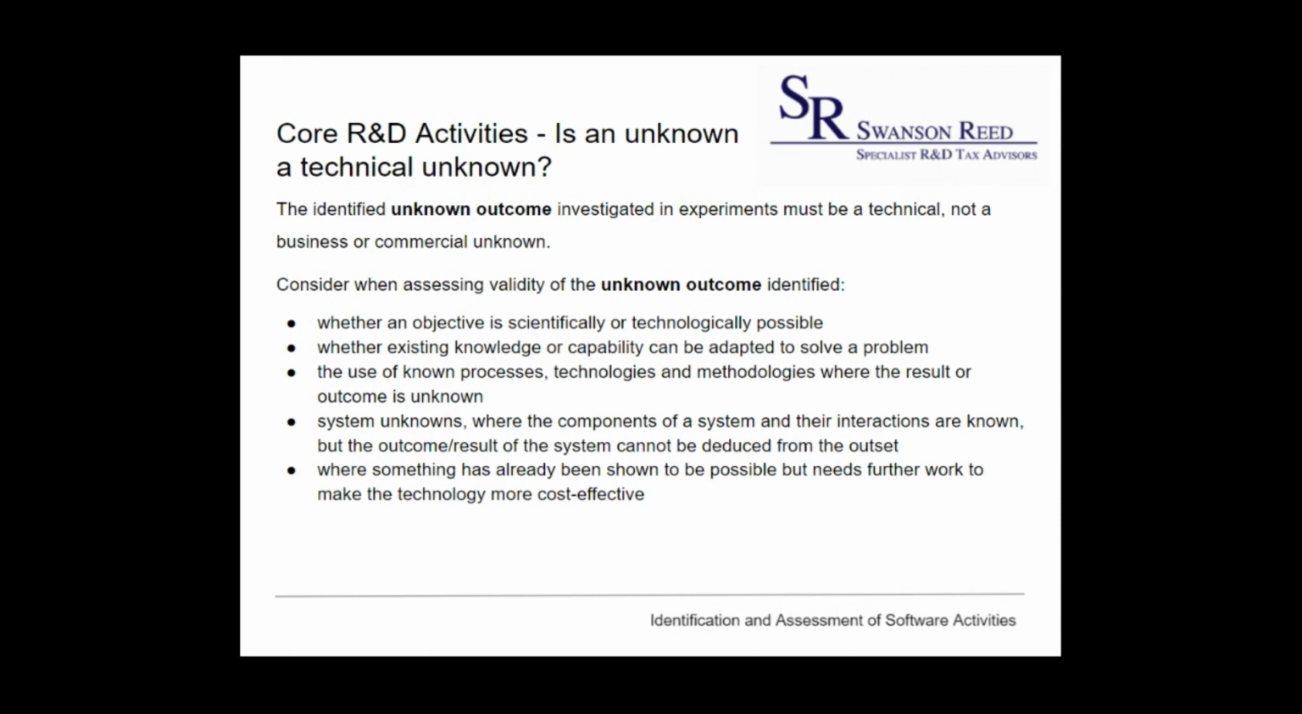or from another field of science or technology, the use of known processes, technologies, and methodologies, where the result or outcome is unknown, system unknowns, where the components of a system and their interactions are known, but the outcome or result of the system cannot be deduced from the outset, and whether something has already been shown to be possible but needs further work to make the technology more cost-effective, reliable, or reproducible.